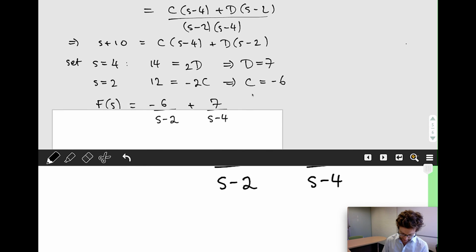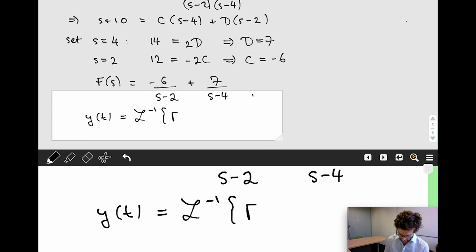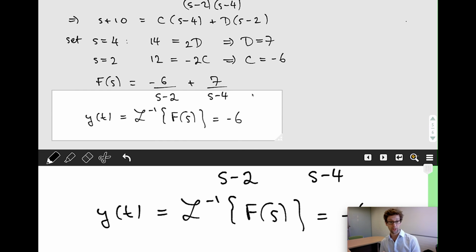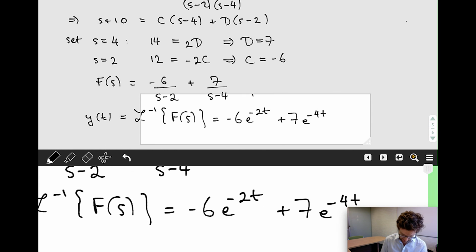And I'm ready now to take the inverse Laplace transform of that to find y of t. So the inverse Laplace transform of big F of s is going to be minus 6 times the inverse Laplace transform of 1 over s minus 2, which is e to the 2t. And we've got plus 7 times the inverse Laplace transform of 1 over s minus 4, which is e to the 4t. And so we do indeed get exactly the same answer as we had from the standard methods.